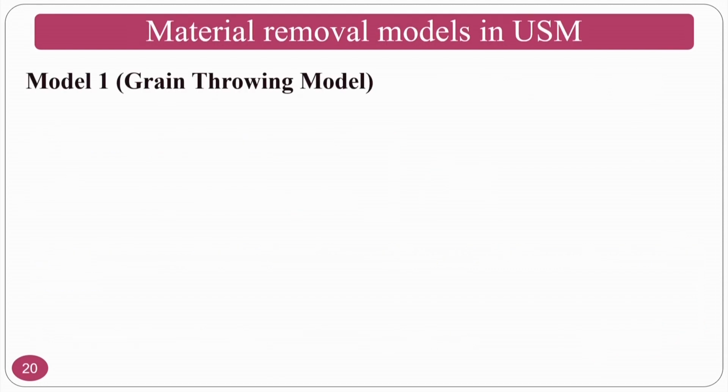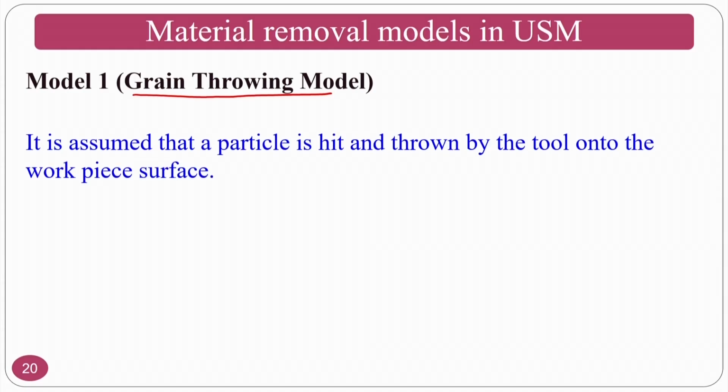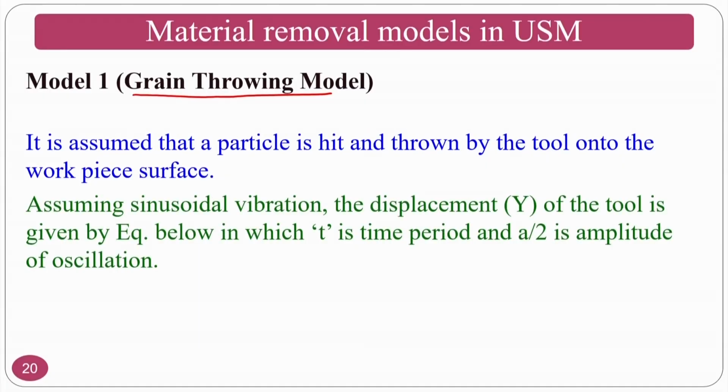So, model 1 is the grain throwing model. I am not going deeply into these models because they have big derivations, so in a slide I just give you a glimpse. It is assumed that the particle is hit and thrown by the tool onto the workpiece surface. That means the abrasive particles come in contact with the tool, get the kinetic energy, and are thrown onto the workpiece. Whenever it is thrown, the material removal takes place.